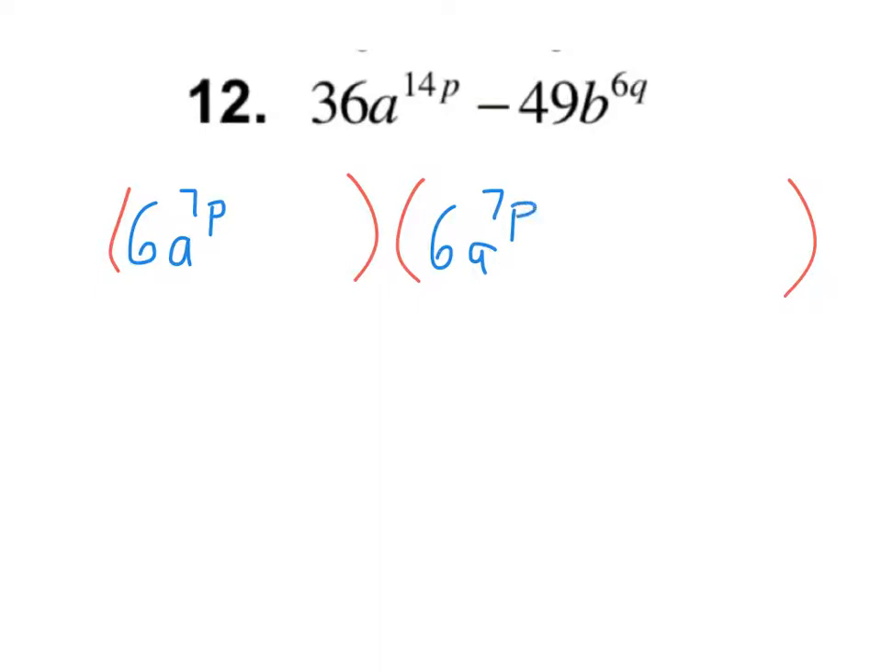6a to the 7p. And the square root of 49b to the 6q is 7b to the 3q. 7b to the 3q. And I'm going to alternate the signs between them. One's positive, one is negative.